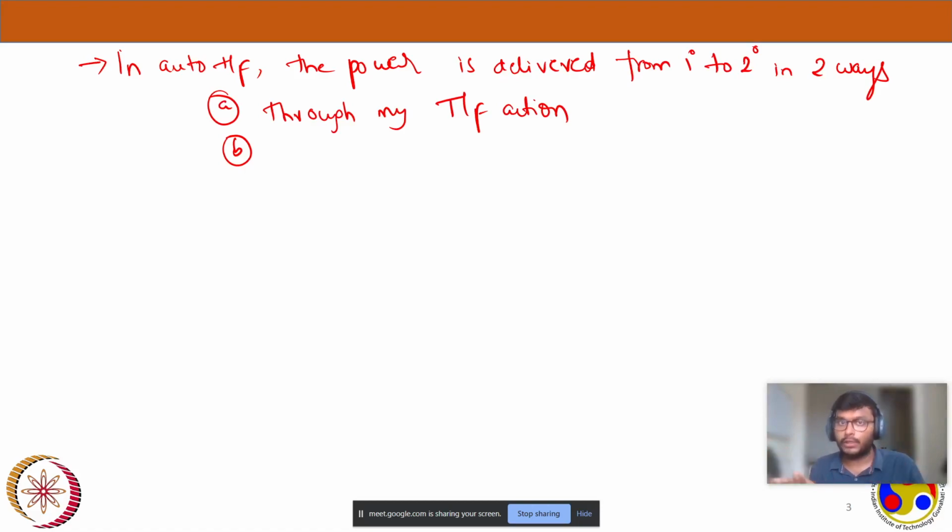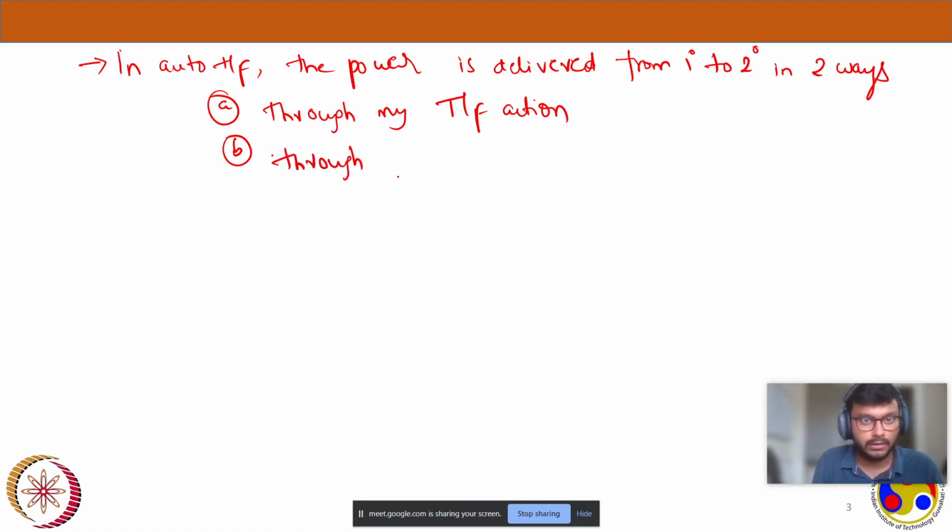This transformer action power delivery is the same as in my two winding transformer as well. Why? This is due to the transformer principle. When you give the rated voltage in the primary, the flux will induce. The flux will cause an EMF to be induced in the secondary coil due to the change in flux, and my secondary voltage will be induced. So this principle is the same. This is my transformer action. So this is one way, but the second way will be the electrical connection.